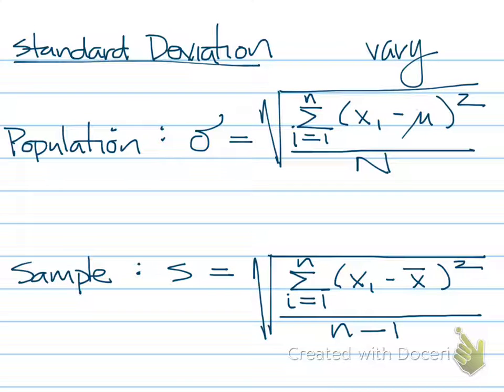So we're going to subtract the mean from each one of the values in the population. We're going to square each one of those differences, add them all up, and then we're going to divide that quantity by n, the population size. Take the square root of that. Similarly, to find the sample standard deviation, we're going to subtract the sample mean, X bar, from each one of the values in the sample. Square all of those differences, add up all of those squares, and then divide by 1 less than the sample size. Take the square root of that value.